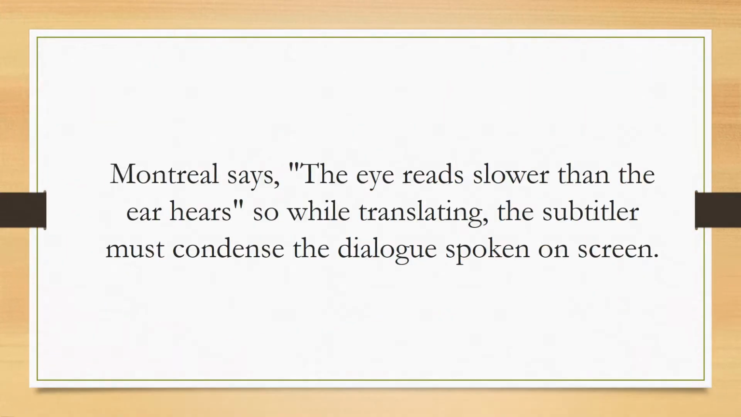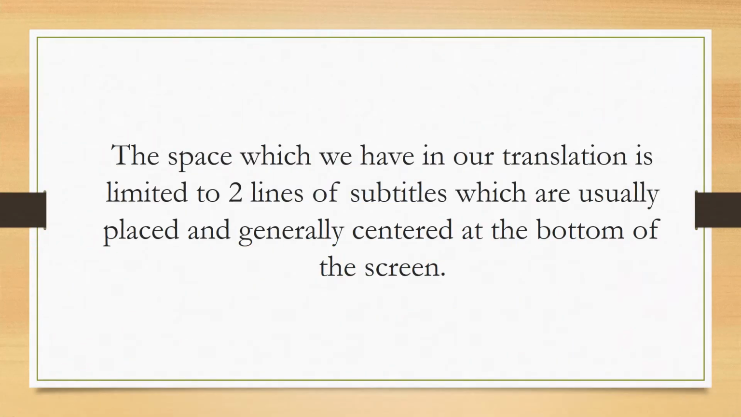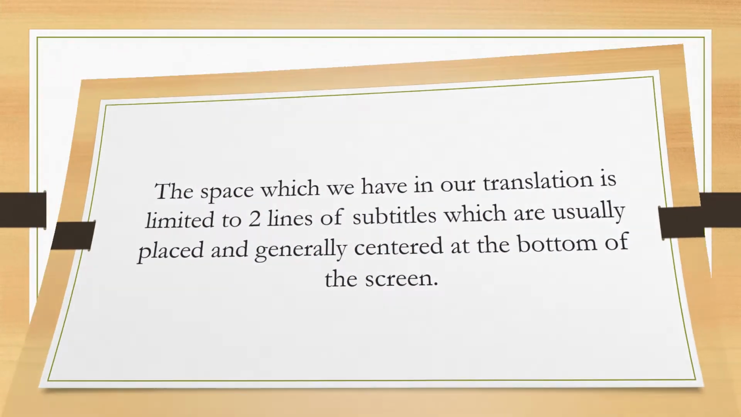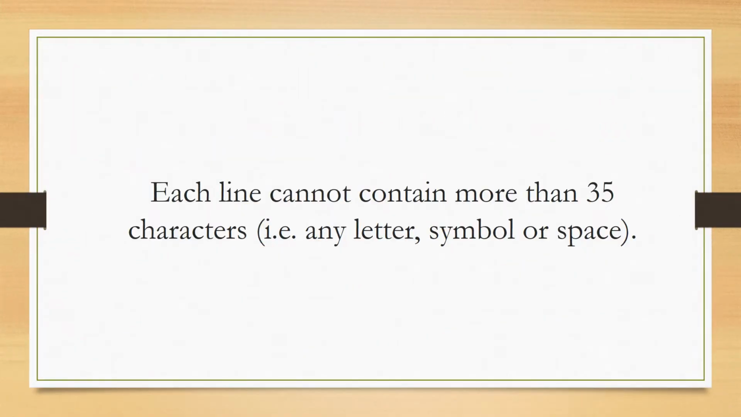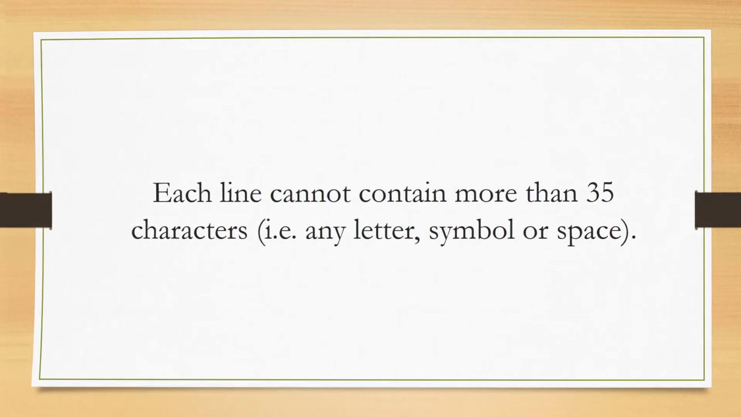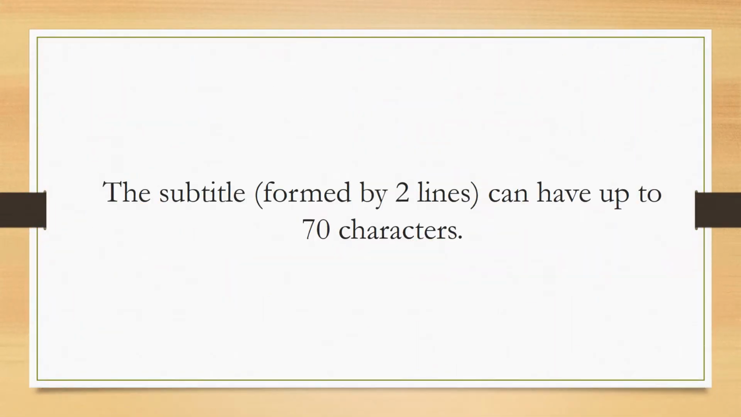Montreal says, "The eye reads slower than the ear hears, so while translating, the subtitler must condense the dialogue spoken on screen." The space which we have in our translation is limited to 2 lines of subtitles, which are usually placed and generally centered at the bottom of the screen. Each line cannot contain more than 35 characters, i.e. any letter, symbol or space. The subtitle, formed by 2 lines, can have up to 70 characters.